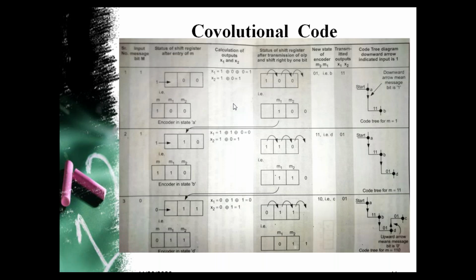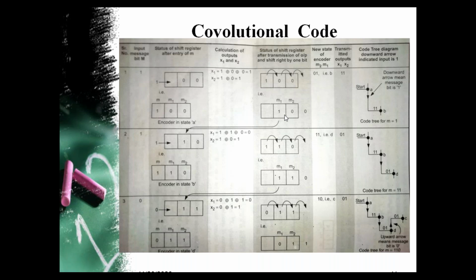And here we have seen that example: some present state, and the input bit is 1 or 0. Then correspondingly, we have determined what the output bits will be, and seen what the next state will be.